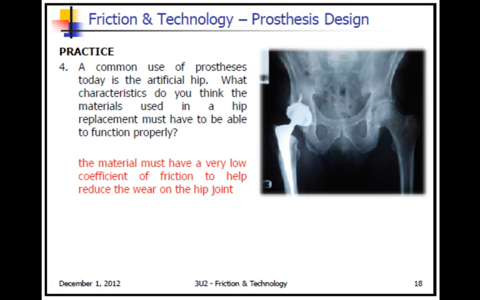A common use of prostheses today is the artificial hip. What characteristics do you think the materials used in a hip replacement must have to be able to function properly? Well, you would want a low coefficient of friction to reduce wear on that hip joint. That's one of the main things.